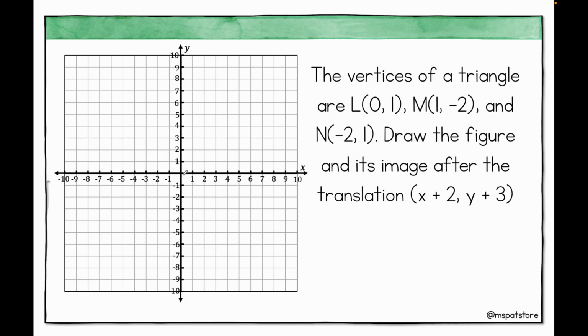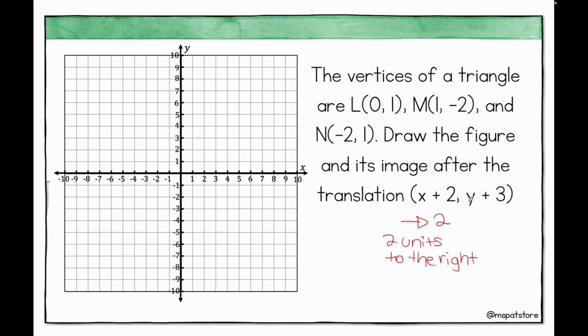So is it in the right or the left? Yes, as you can see, the positive numbers in the x-axis are located towards the right. That means that we need to move 2 units to the right, okay? So 2 units to the right.